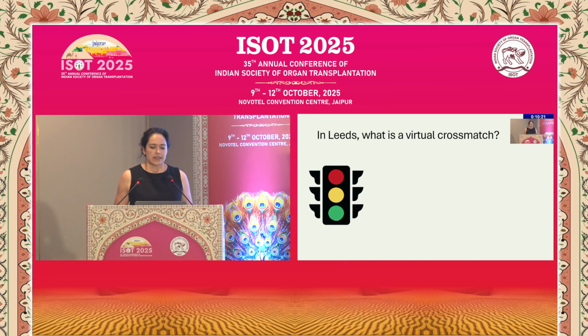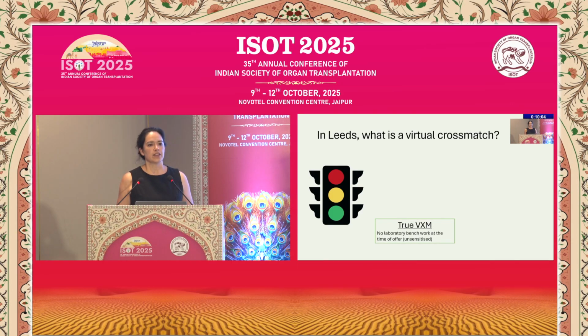So in Leeds, what is a virtual cross-match? What I've tried to do is group them into 3 separate areas, sort of according to a traffic light scheme. So we have what I call a true virtual cross-match, which is where we do not perform any laboratory work when we receive an offer.